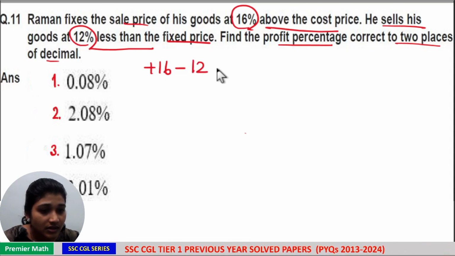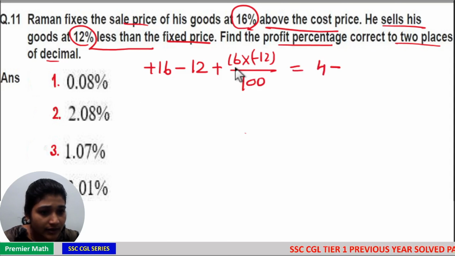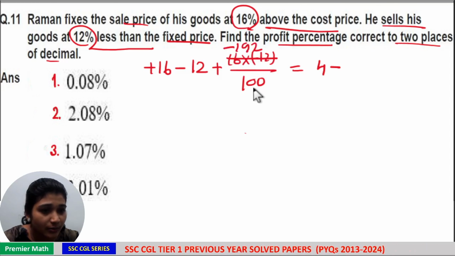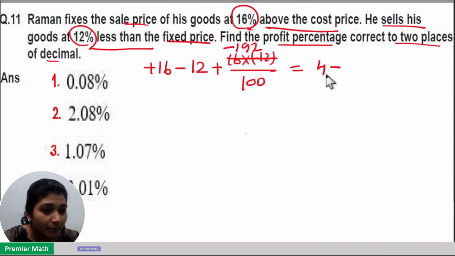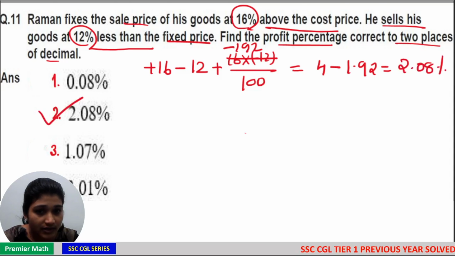So 16 minus 12 plus 16 into minus 12 divided by 100. A plus B plus AB by 100 formula. Now overall percentage is equal to 4 minus, here 16 into 12 is equal to 192. Here this is minus 12. So minus 192 by 100 is equal to 1.92. So 4 minus 1.92 is equal to 2.08 percentage. Option 2 is your answer.